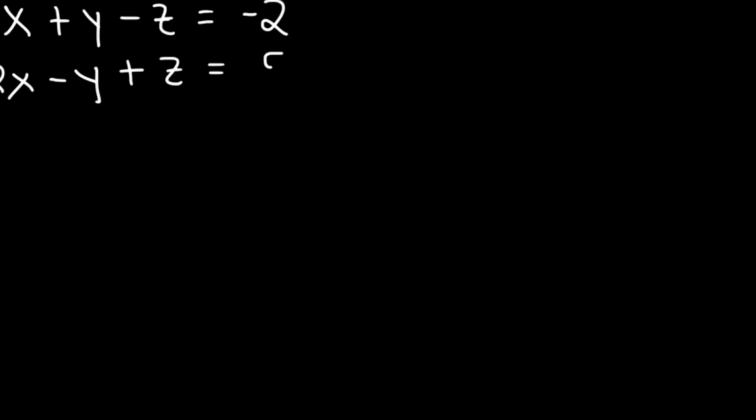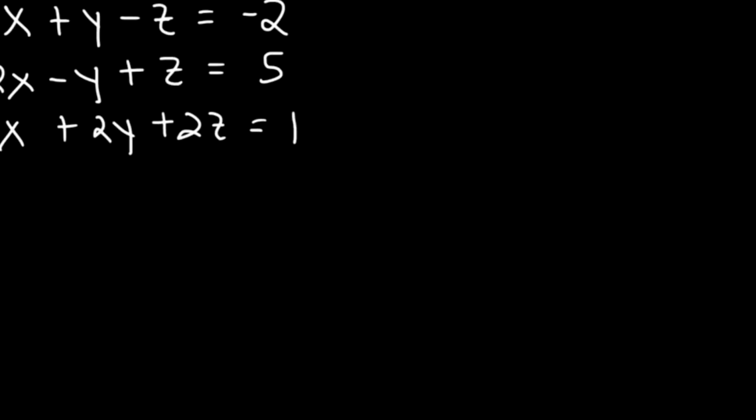In this video, we're going to focus on using Gaussian elimination to solve a system of equations with three variables. So let's start with this problem. Let's say we have x plus y minus z is equal to -2, and 2x minus y plus z, let's say that's equal to 5, -x plus 2y plus 2z, and let's say that's equal to 1.